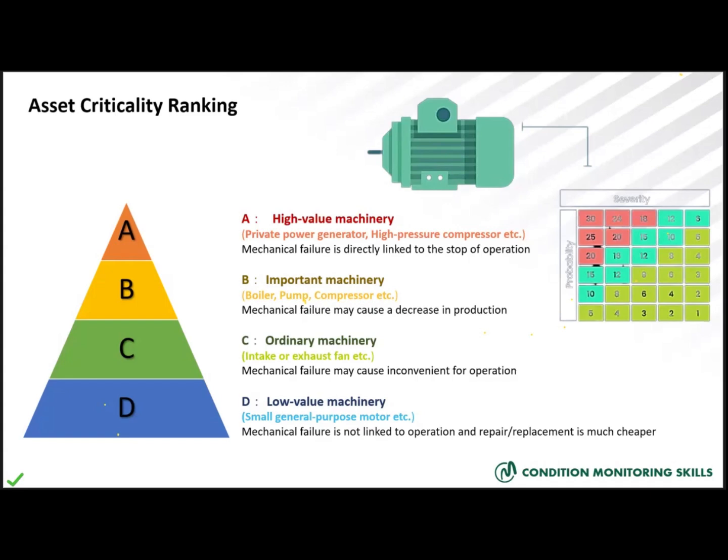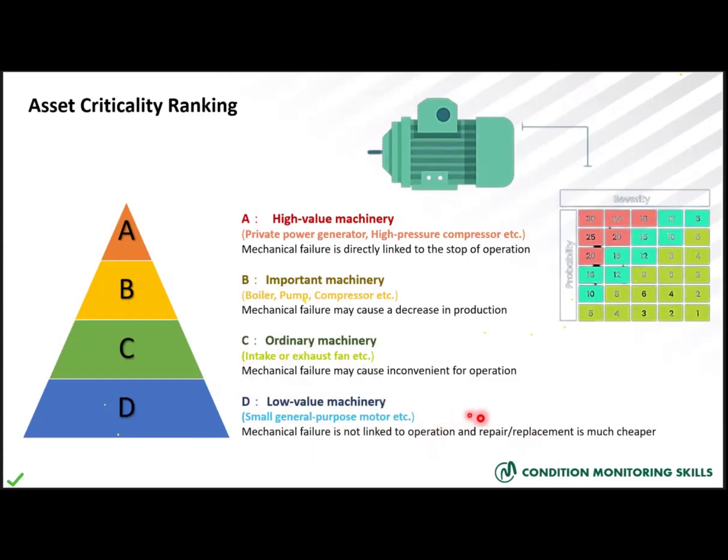Which means it's not very critical. So we are not going to install an online system. We are just going to measure this machine once each month or once each quarter and so on. Again, the frequency of condition monitoring techniques or surveys is adjusted according to the asset criticality, with less frequent monitoring applied to medium criticality assets.